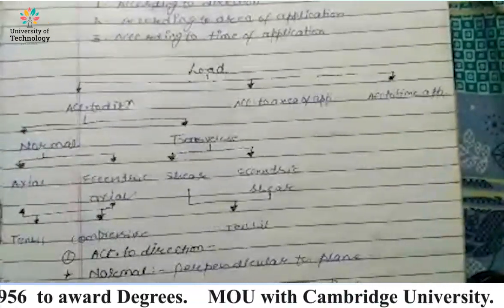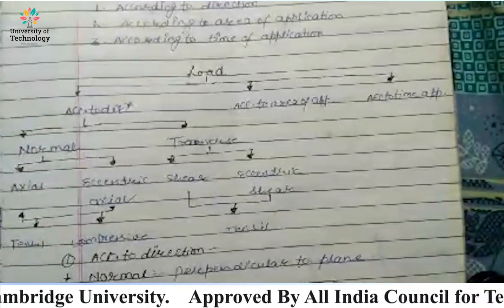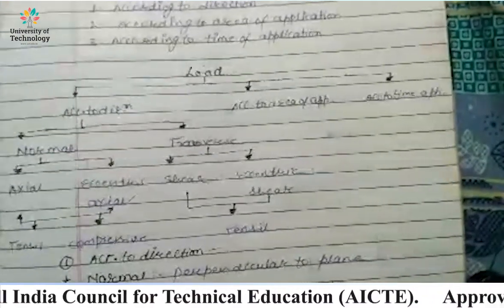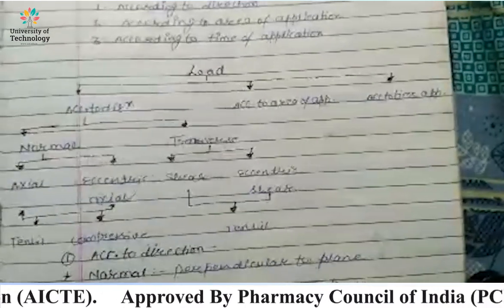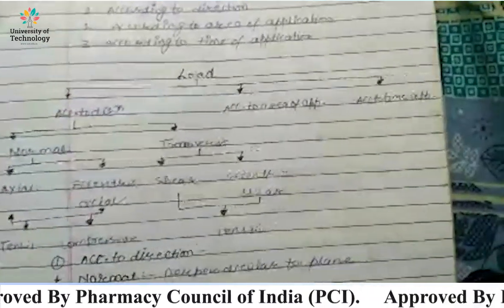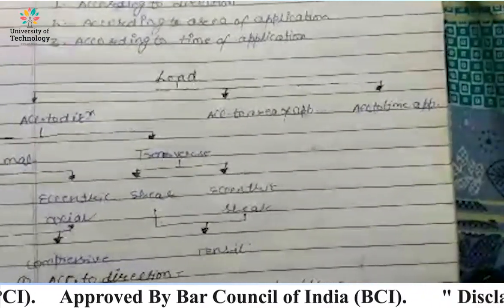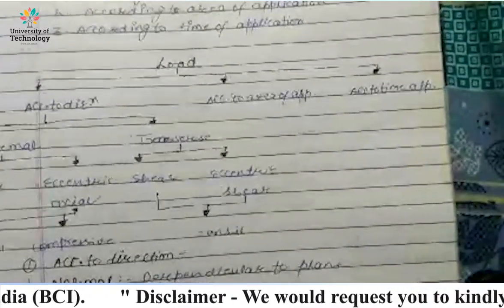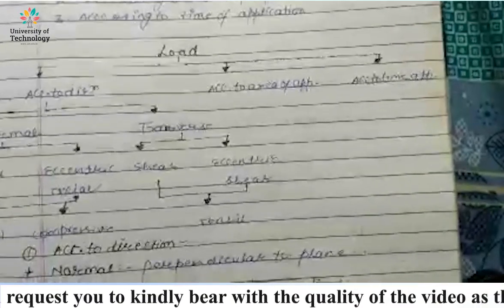Okay, normal can be, after that, two types. First is axial, second is eccentric, right? And axial also has two types. First is tensile, second is compressive. Now transverse also has two types. The first is shear and second is eccentric shear. And eccentric shear is also a tensile type of force, right?